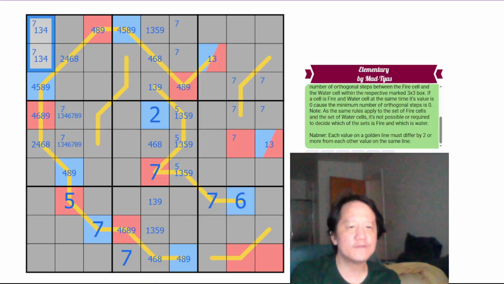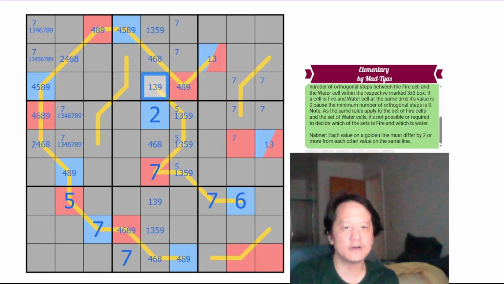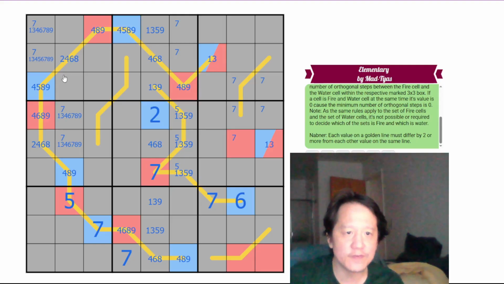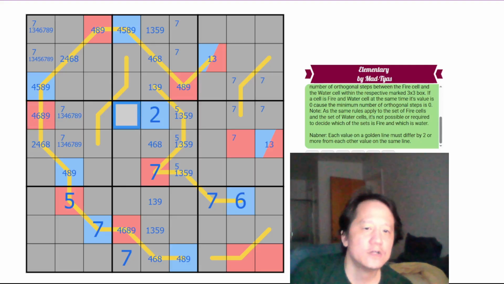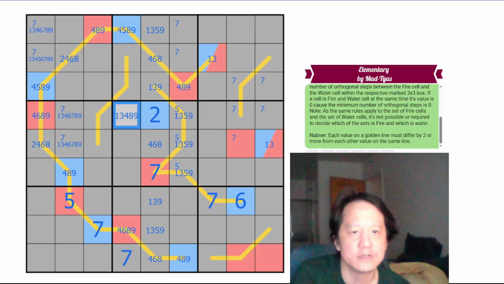1, 3, 4, 5, 6, 7, 8, 9. And this can't be 5. This digit cannot be 5 because one of these 2 is a 5. One of these 2 is a 6, so this cannot be 2, 5, 7, or 6. So 1, 3, 4, 8, and 9 are possibilities.